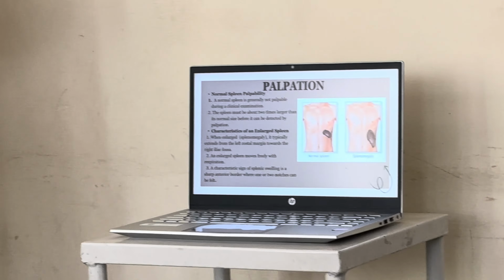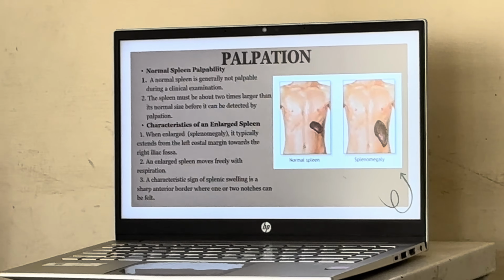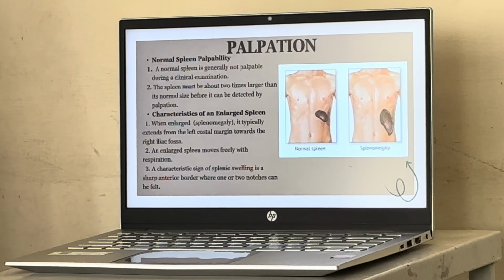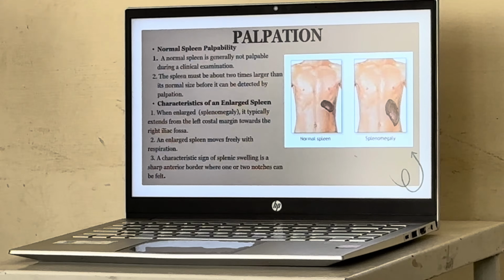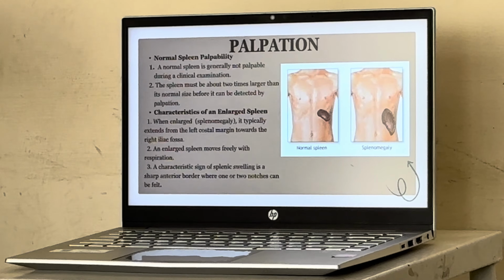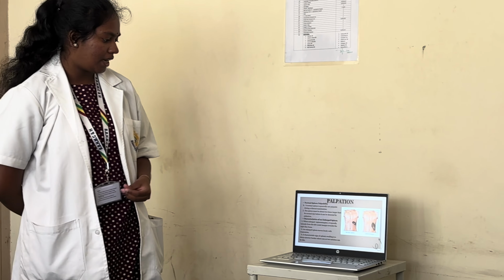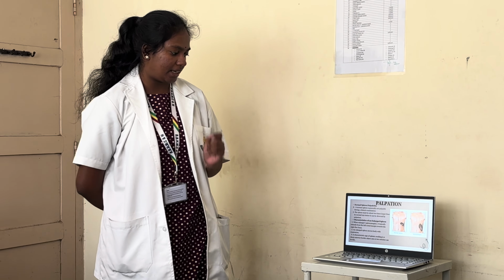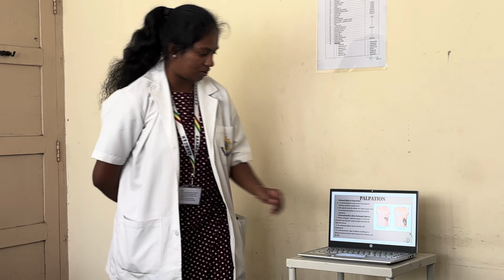As we saw in the video, the spleen is not normally palpable in normal patients, but when it is enlarged, the characteristics are that it extends till the iliac fossa. The enlarged spleen moves freely during inspiration, and the characteristic sign of splenic swelling is a sharp anterior border, and one or two notches can be felt during this examination.